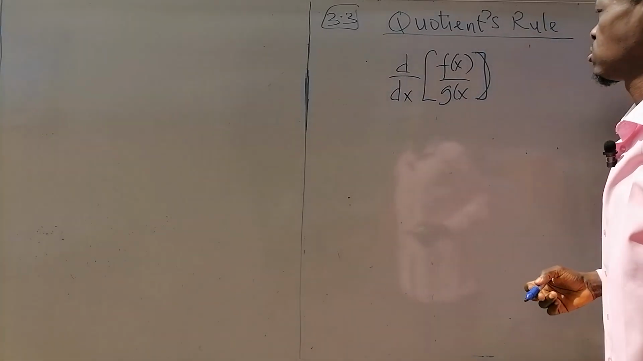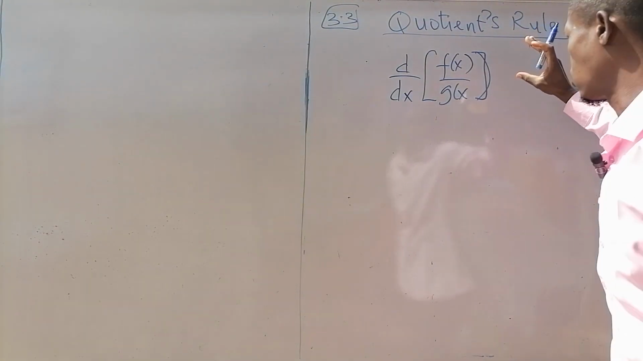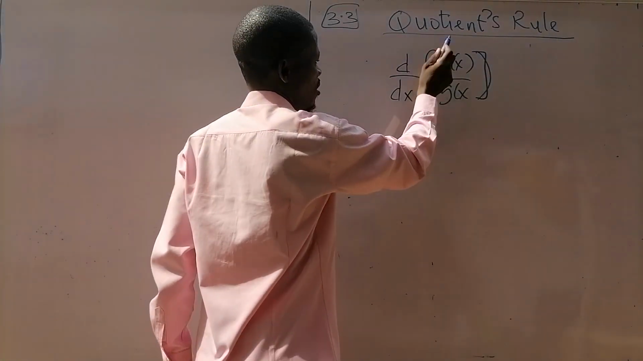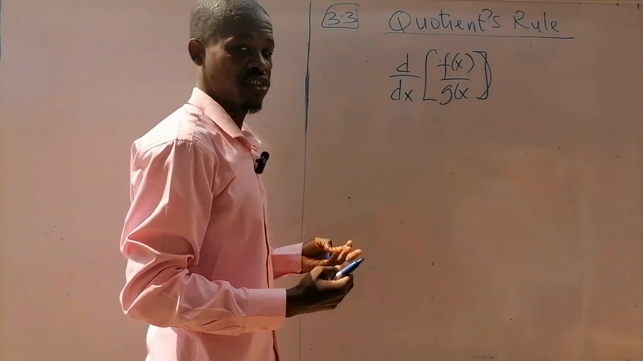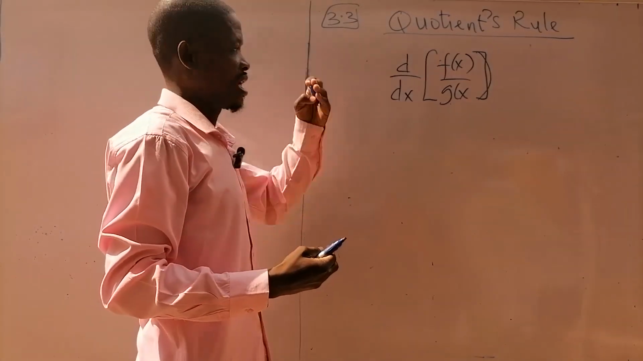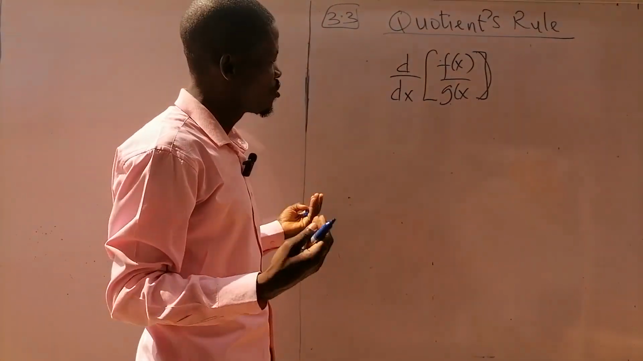This is a fraction. We use the quotient rule when we have a fraction or a quotient. You can see the numerator, we can see the denominator, and that is when we use the quotient rule. It must be a fraction, a numerator and denominator. So how do we use it?